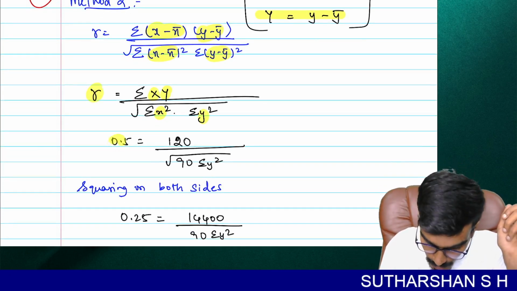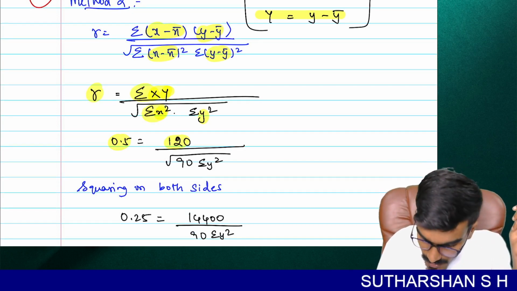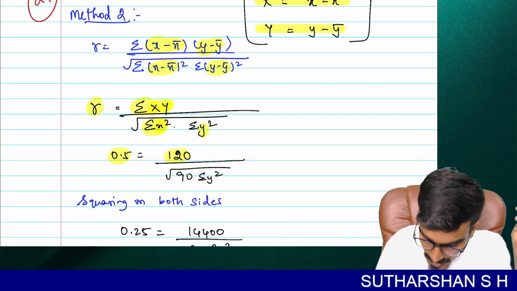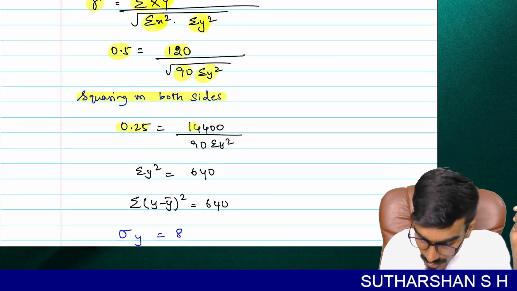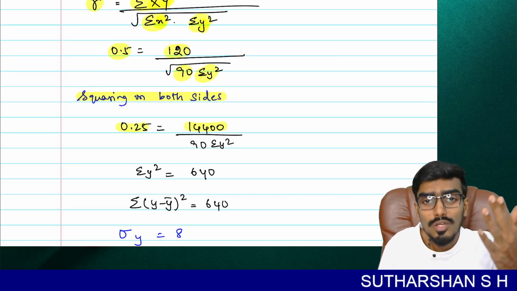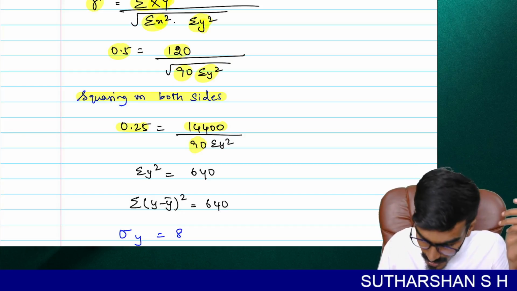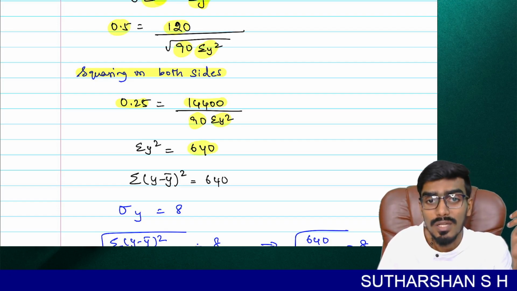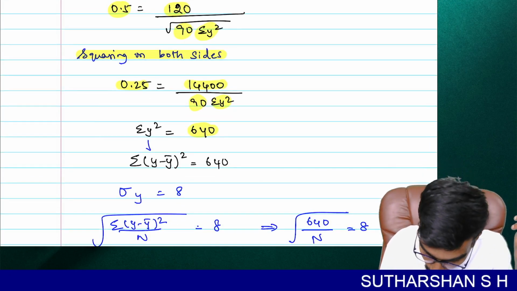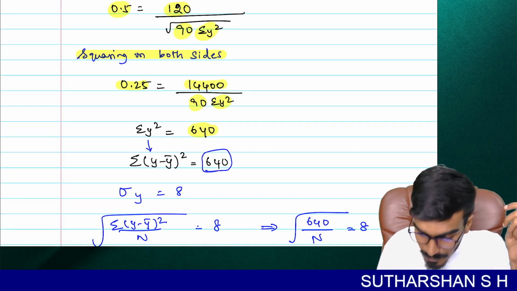We know the r value, that is 0.5. Summation xy value we know, 120. Summation x square value we know, that is 90 has been given. Y square we keep it as y square. We need to do squaring on both sides. We'll get 0.25, and 120 square will get 14,400. Root of 90 can be written as 90. Root of summation y square can be written as summation y square. Now if you just do a cross multiplication, you will get the answer 640. Instead of this only, we have written y minus y bar is equal to y. So we have written 640.